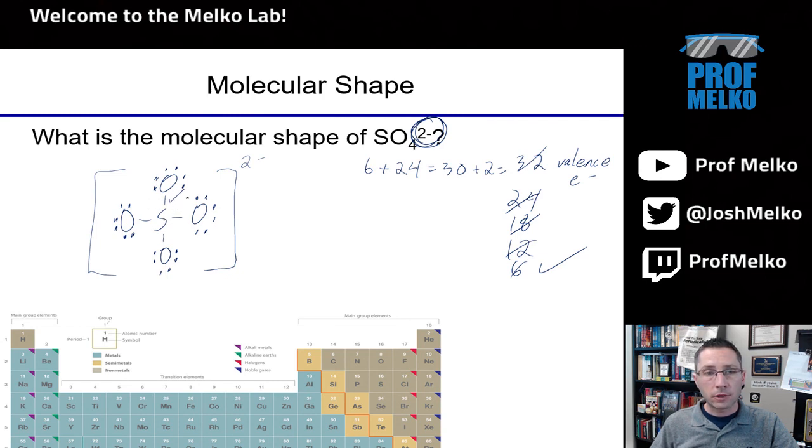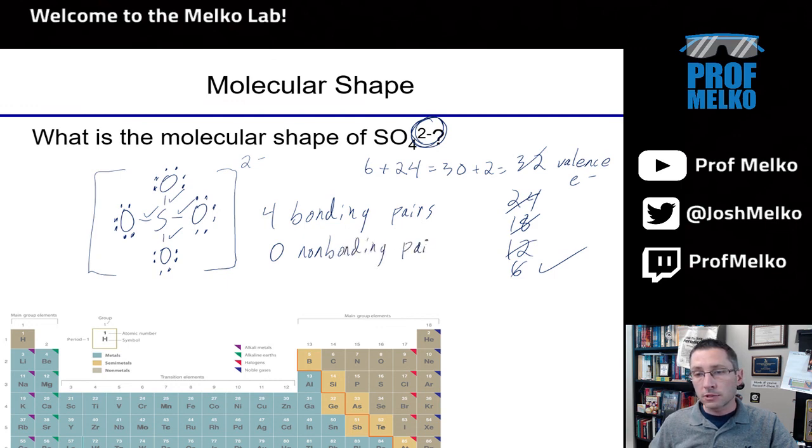Sulfur has 1, 2, 3, 4 pairs of bonding, so 4 bonding pairs, and 0 non-bonding pairs. Sometimes you'll be given a table to consult what molecular shape this is, or perhaps you have to memorize it for some classes. For this introduction to chemistry class that I'm currently lecturing on, they sort of get a table. So here, 4 bonding, 0 non-bonding means this is a tetrahedral shape. And that would be the final answer here.